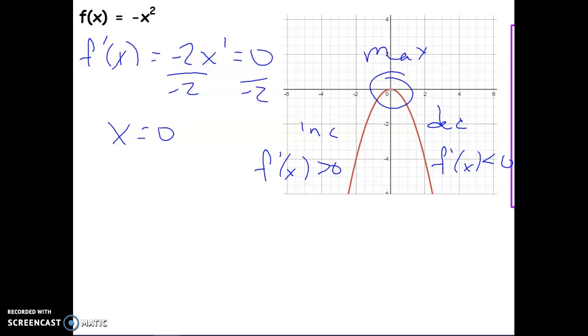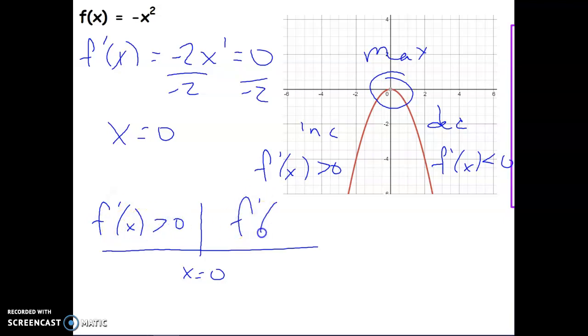So if I were to draw a little chart, I could put x equals 0 right there. That's my critical number, and I drew it with a solid line. And on this side, the value is greater than 0. And on this side, the value is less than 0, right? Because on this side, it was increasing, and on this side, it was decreasing.